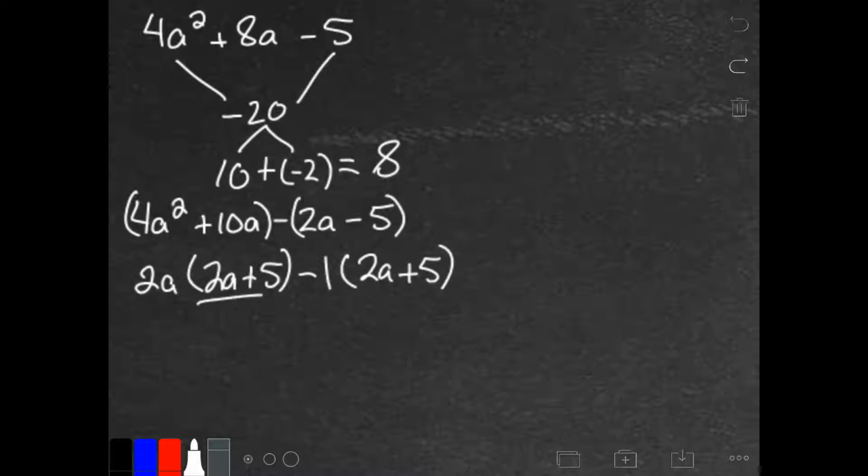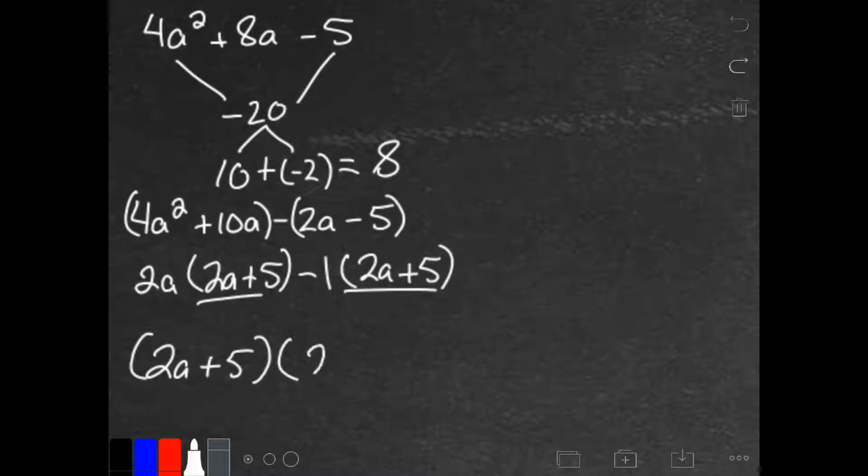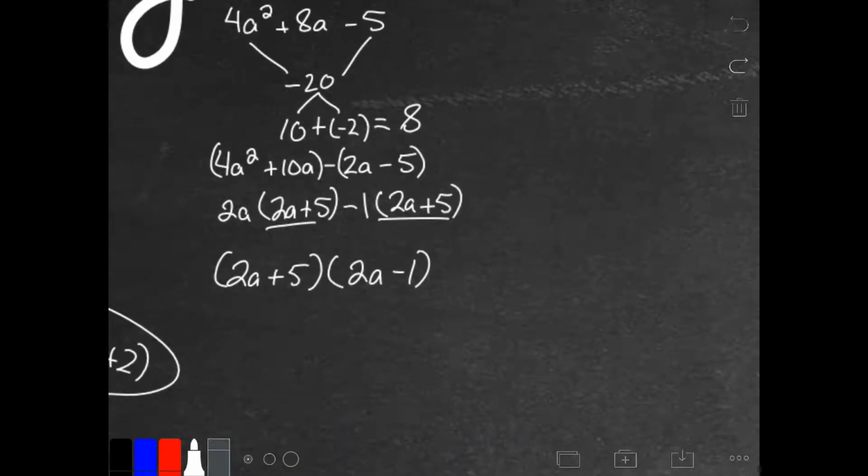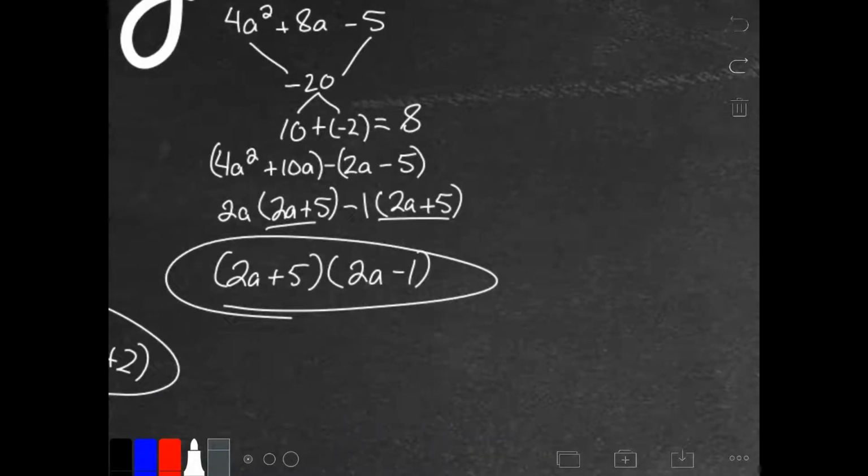Let's factor out a common binomial, 2a plus 5. And what do we have left over on the inside? 2a minus 1. That is my final answer. If you're not sure, go ahead and do a check.